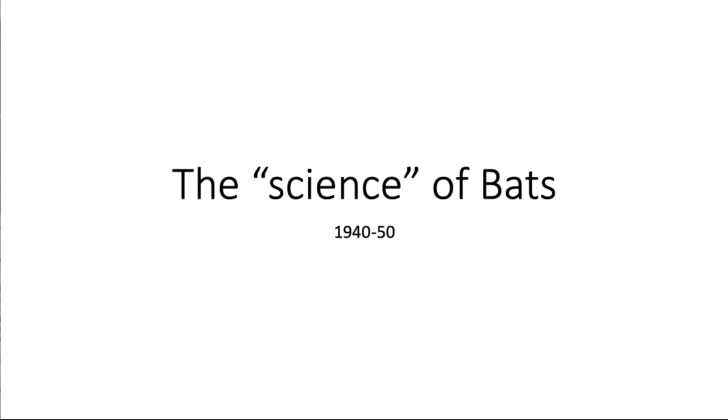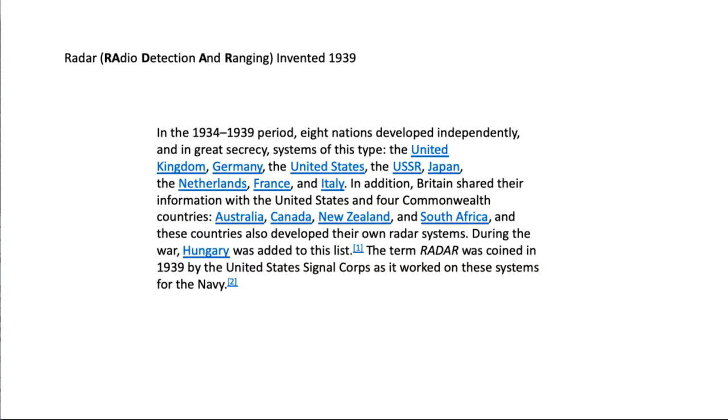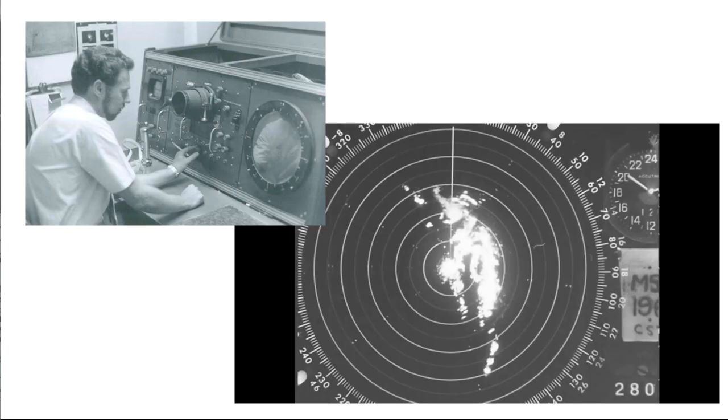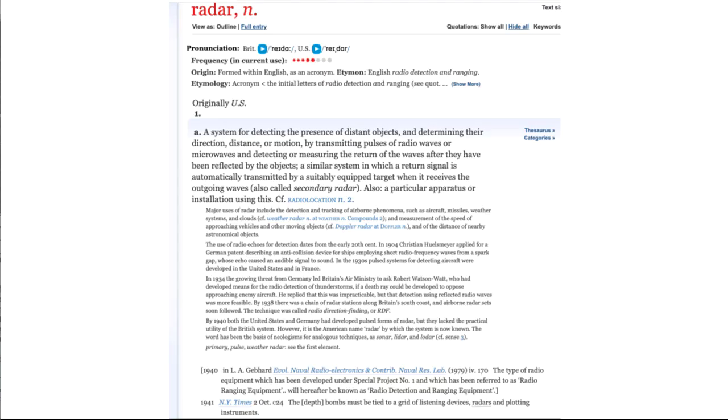The science of bats changed radically in the 1940s with radar. Radar is, of course, a way of using signals to detect objects. And here you see some early radar machines. The word radar came into existence in the 1940s as an acronym. You can see here, if you look at the bottom, where it's defined first.